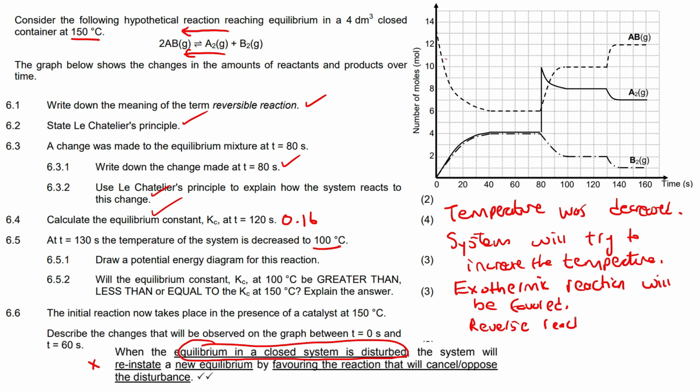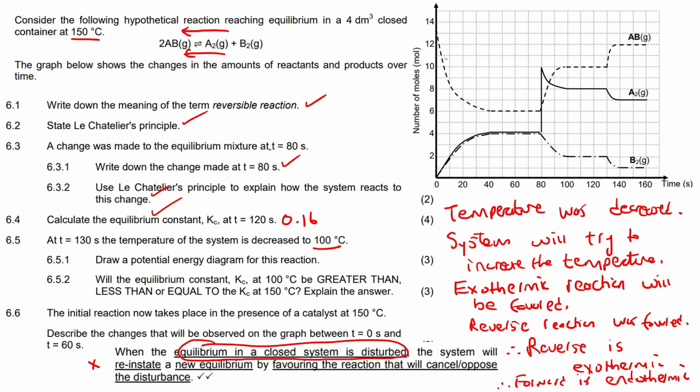Reverse reaction was favored. Now you just draw a conclusion. Exothermic will be favored, and reverse was favored. What does that mean? Therefore, reverse is exothermic. So what does that mean for the forward reaction? Therefore, the forward is the exact opposite: the forward is endothermic. Now we just need to know the different shapes of our potential diagrams, and we should know that endothermic is when you start low and end high.